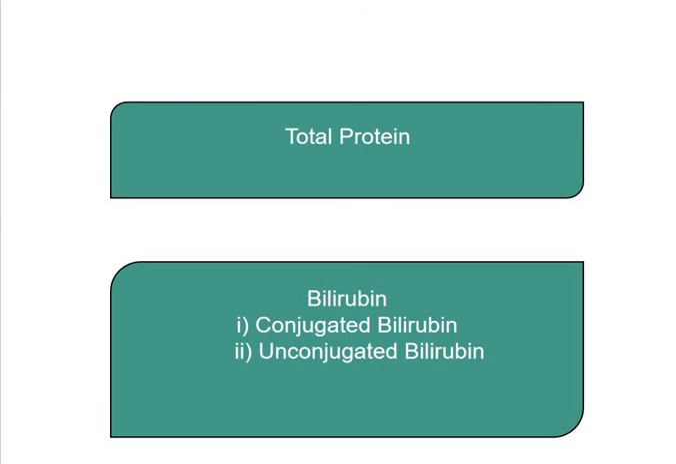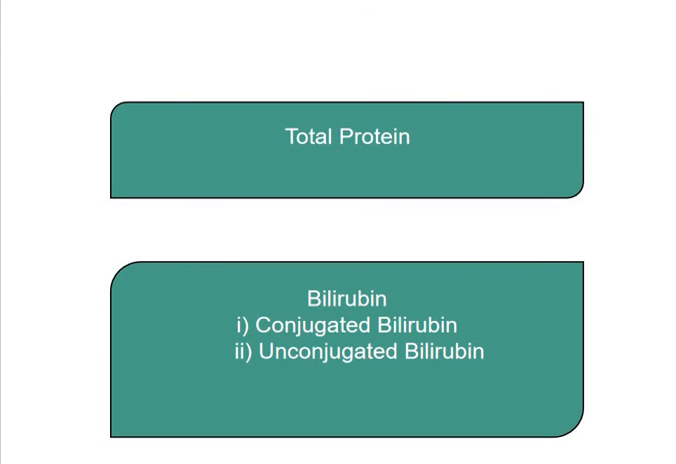Now the next type of bilirubin is the unconjugated bilirubin. A raised level of unconjugated bilirubin occurs when there is excessive breakdown of red blood cells, for example, hemolytic anemia. The normal range of liver tests can often vary between different laboratories.